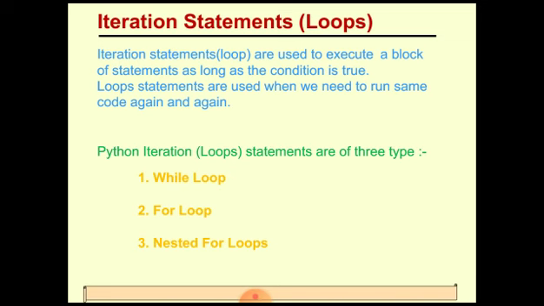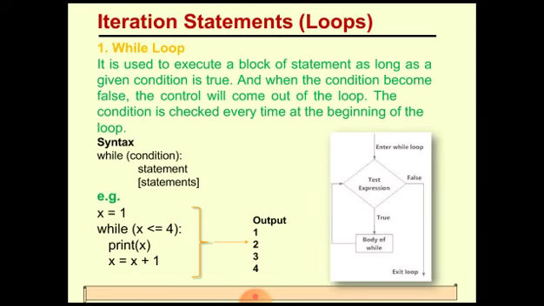There are 3 types of looping statements given here: while loop, for loop, and nested for loops. You can have a nested while loop also; there is no such thing that you can't have a nested while loop. Now the while loop is used to execute a block of statements as long as the given condition is true, and when the condition becomes false, the control will come out of the loop.